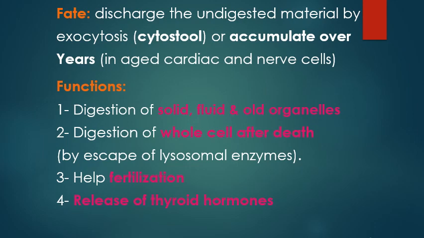Release of the thyroid hormone. The thyroid hormone is produced in the thyroid gland in a large amount, and it is stored in the form of an inactive form. When the thyroid hormone is needed, lysosomes break the inactive form and change it into the active one.